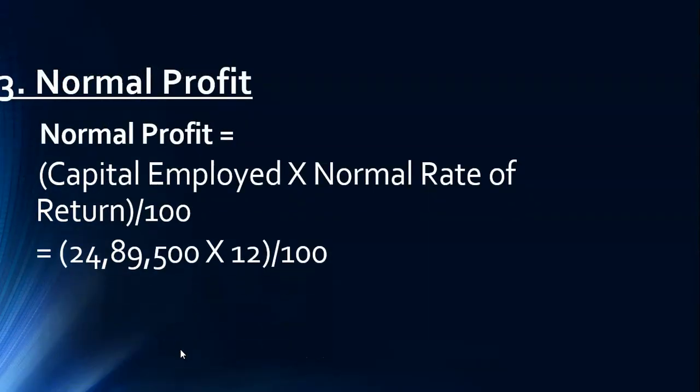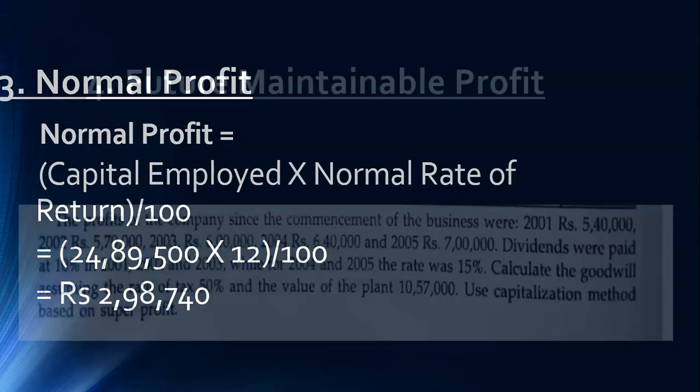So what is the normal profit? It is 24,89,500 into 12 upon 100. It is 2,98,740. This is the normal profit. Now we are going to calculate how much profit the company is earning nowadays.